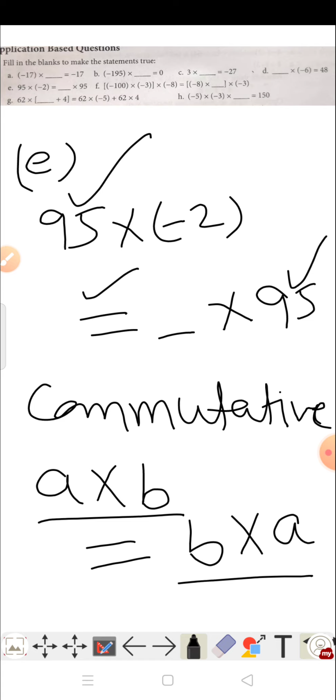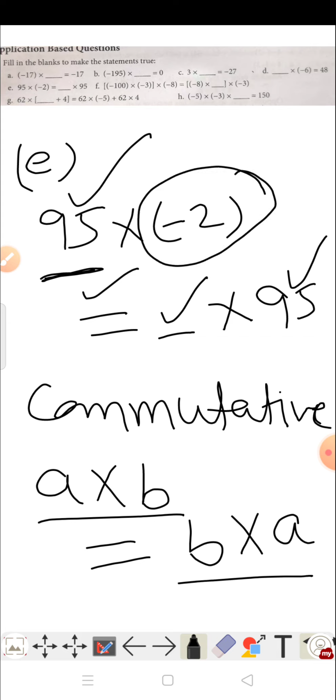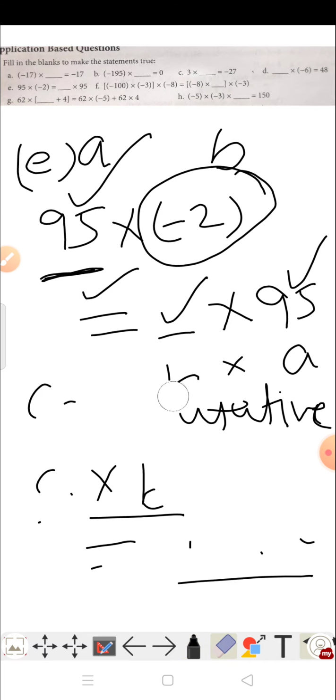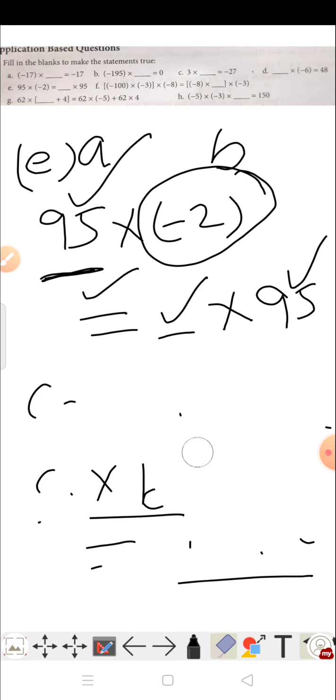So what will come in the blank? Minus 2, because this is our a, this is our b. A is given, we have to put only b here. So the value of b is minus 2. So what is the answer? The answer is equal to minus 2.